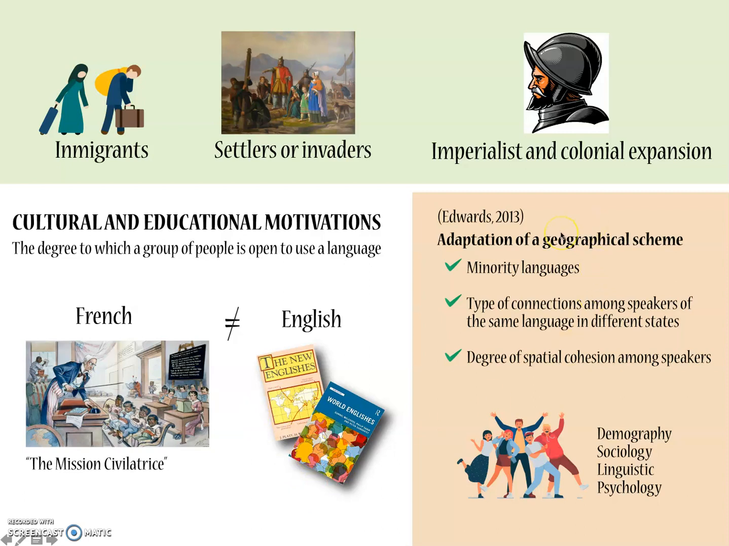This contact of languages was explained by Edwards through a framework that begins with the adaptation of a geographical scheme that makes three basic distinctions: minority languages, type of connections among speakers of the same language in different states, and the degree of spatial cohesion among speakers. But there are also other perspectives that intervene with language contact, which are demography, sociology, linguistics, and psychology.